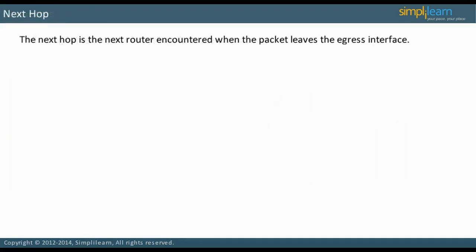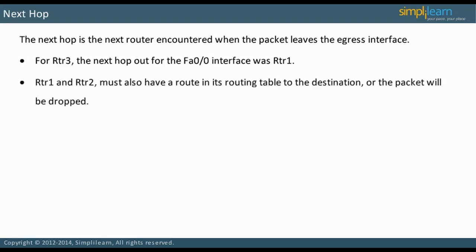The next hop is a term that refers to the next closest router encountered when the packet leaves the egress interface. It is the next possible destination for a data packet. For example, for RTR3 in the previous slide, the next hop out for the FA00 interface was RTR1. The next hop out for the FA01 interface was RTR2. The next hop, in this case RTR1 and RTR2, must also have a route in its routing table to the destination, or the packet will be dropped. This is true down the line. All routers between the source and the destination must have routes to the destination. Let us understand how a route will be in the routing table in the following slide.